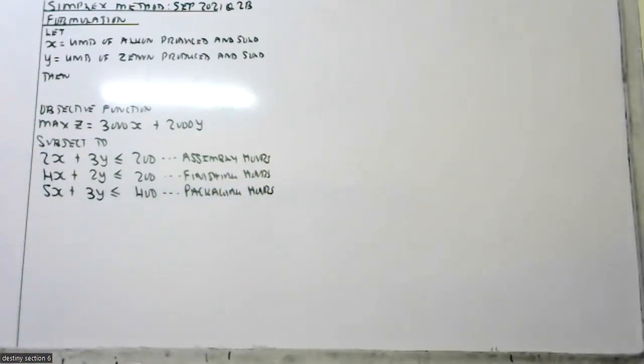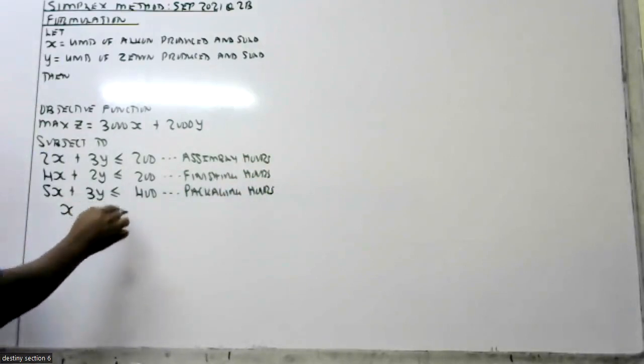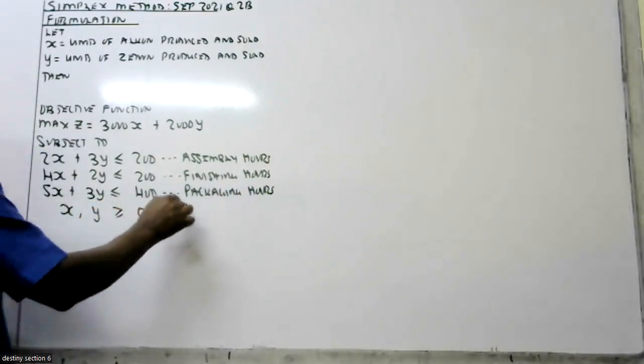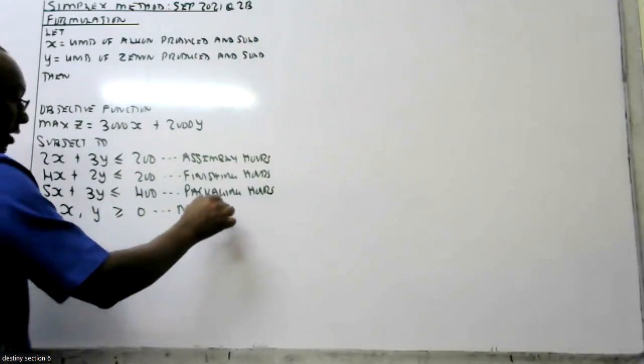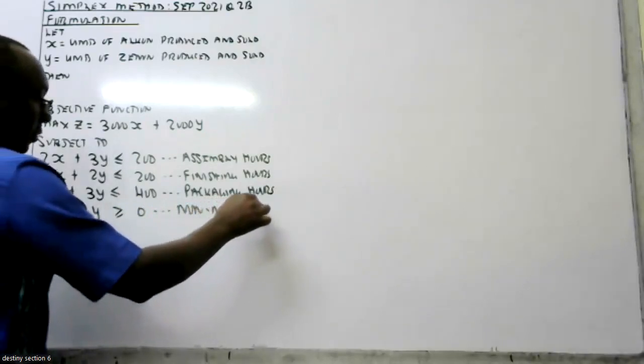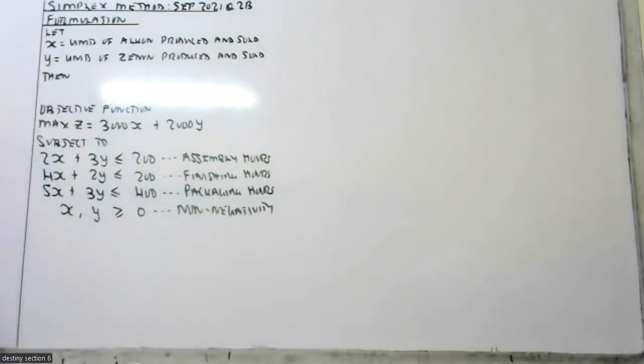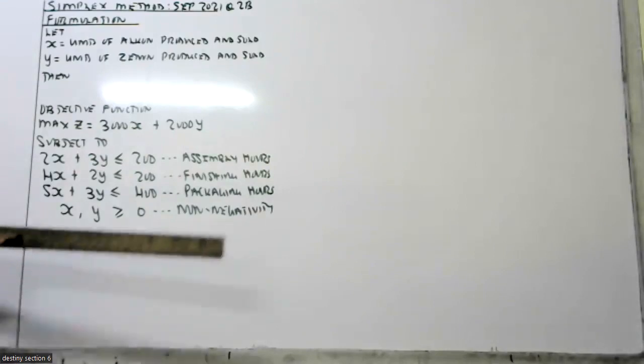And then what you need to do is to come here again and say X, Y is greater than or equal to 0. This is called non-negativity. So that is the first step of the formulation.